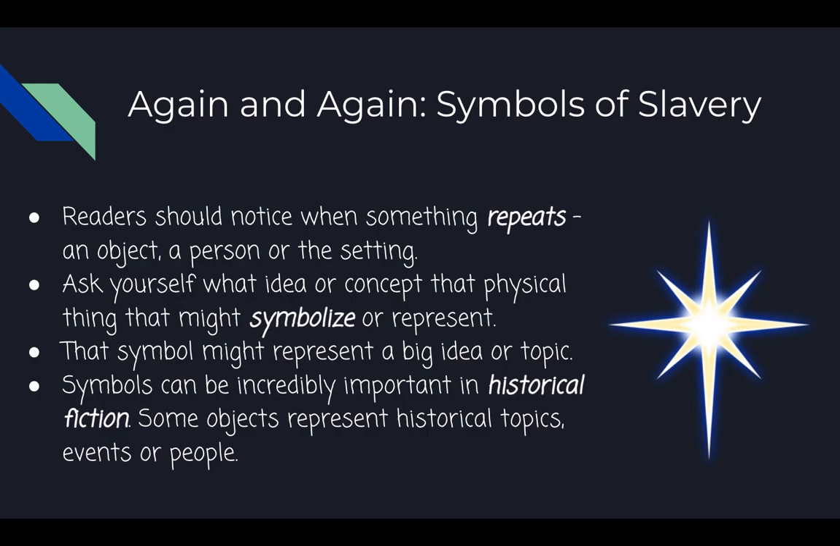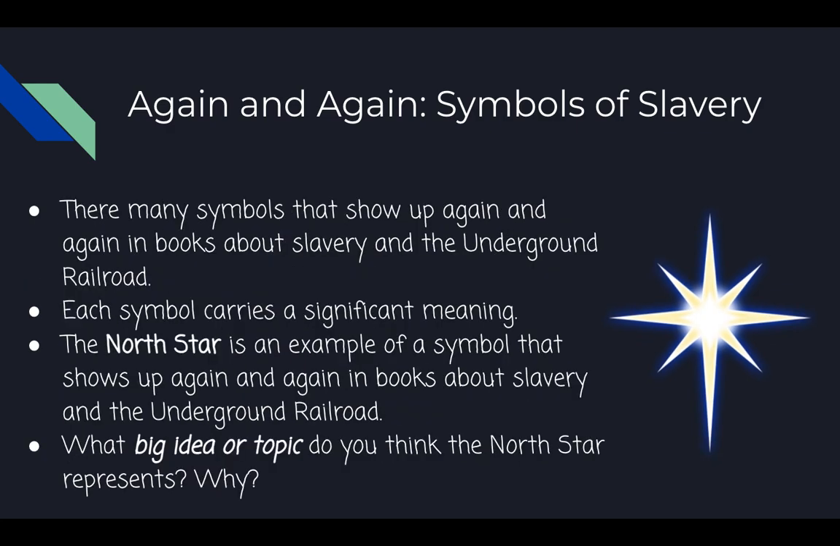Symbols can be incredibly important in historical fiction. Some objects represent historical topics, events, or people. There are many symbols that show up again and again in books about slavery and the Underground Railroad. Each symbol carries a significant meaning. The North Star is an example of a symbol that shows up again and again in books about slavery and the Underground Railroad. Take a minute to think, what big idea or topic do you think the North Star represents?